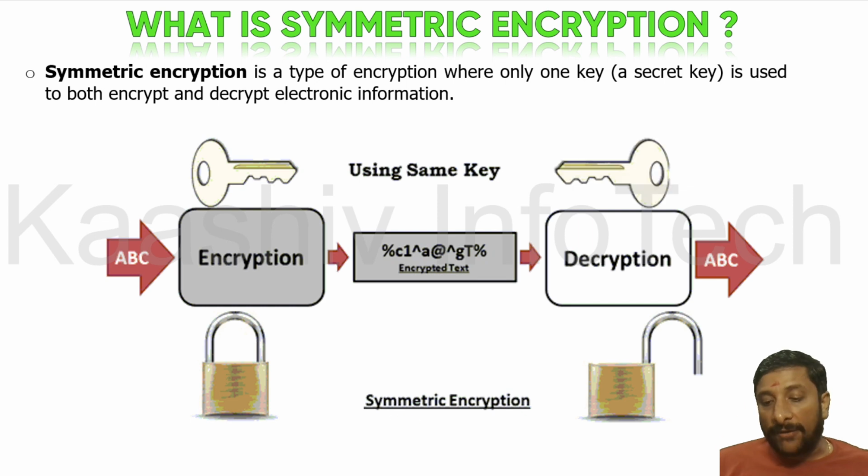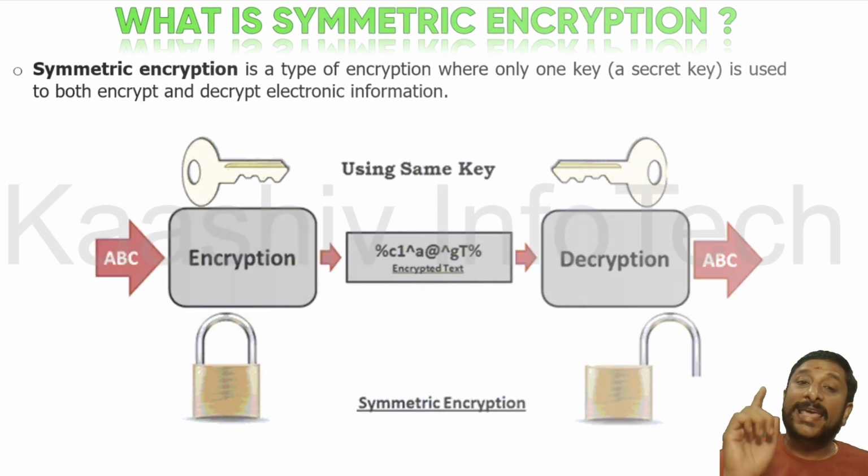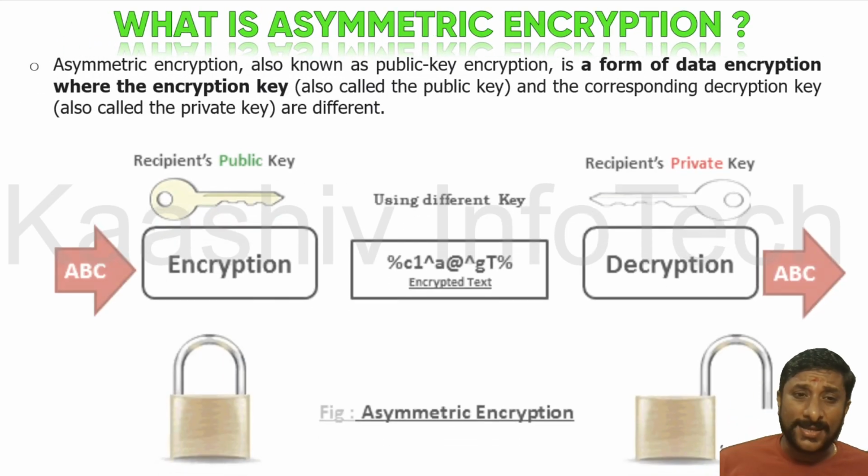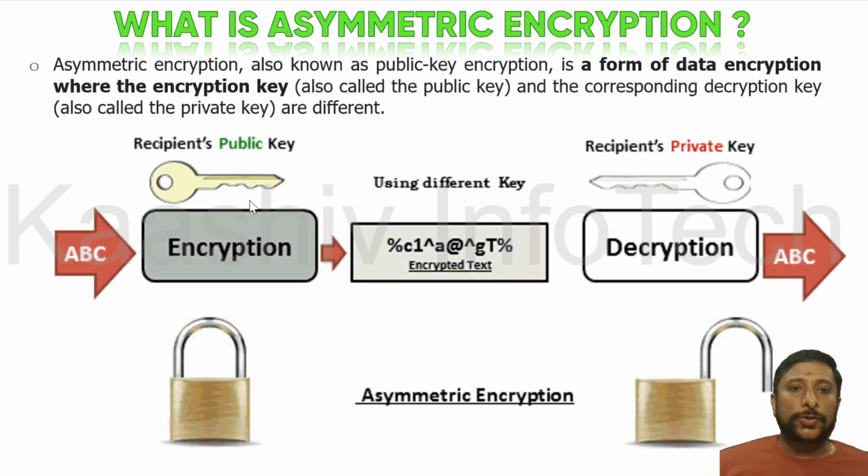If you have a different key, then it is called asymmetric encryption. Here, one side uses a public key to encrypt, and the other side uses a private key, a different key, to get the data. That is called asymmetric encryption.